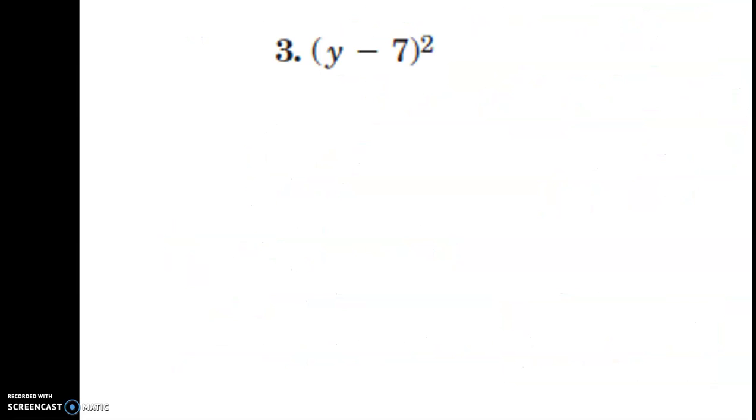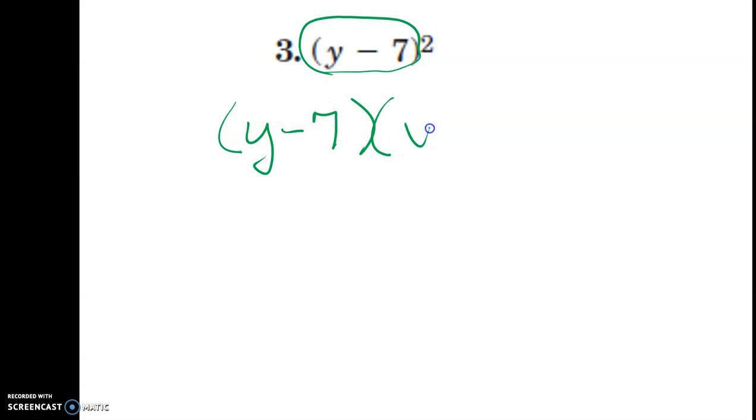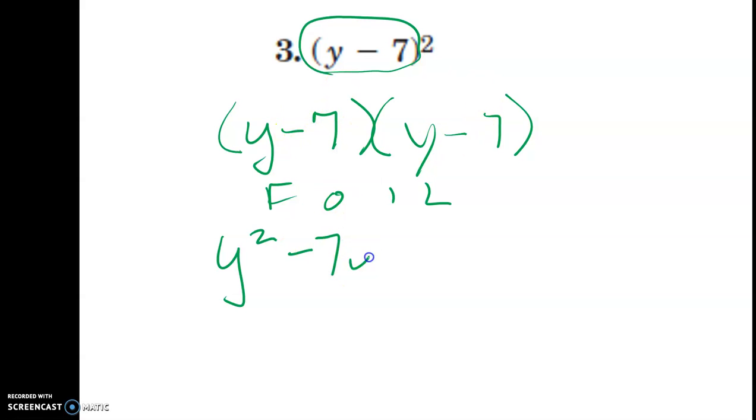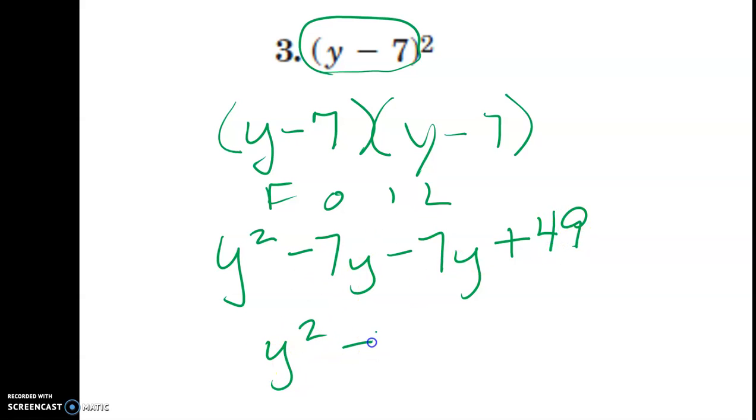Let's try another one. Looking at this one again, we have to take all of this and multiply it by itself, so I have to write it out the long way. I have to write y minus 7 times y minus 7. Using FOIL, we're going to take the first two terms, which is y squared. My outer two terms are negative 7y. My inner two terms are negative 7y. My last two terms are a positive 49. Collecting things together, y squared minus 14y plus 49.